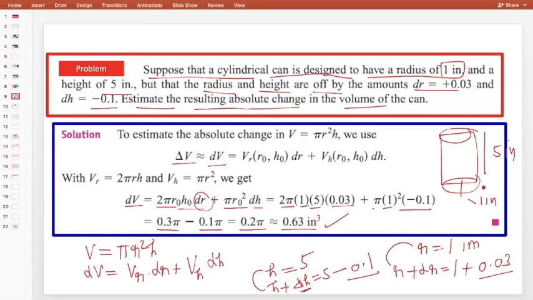Initially r is given as 1 and h is given as 5. After changing, we increase the radius by 0.03 and decrease the height by 0.1. They have decreased the height and increased the radius, then what is the total change in volume? So this amount will be changed, right?